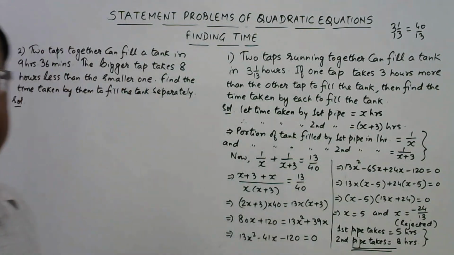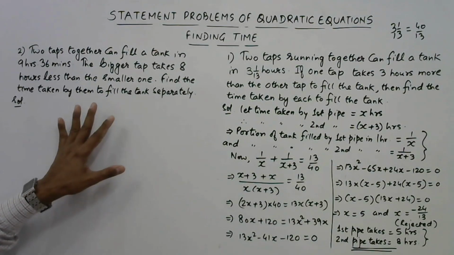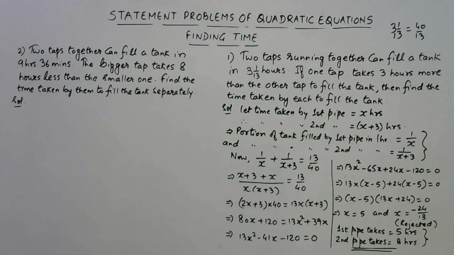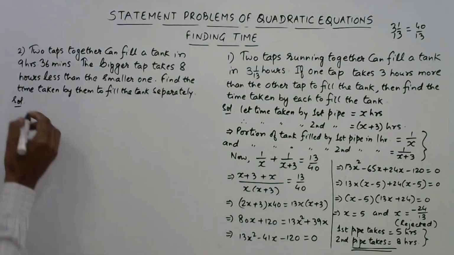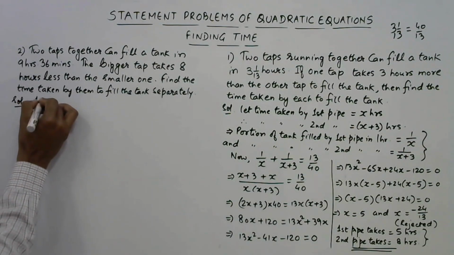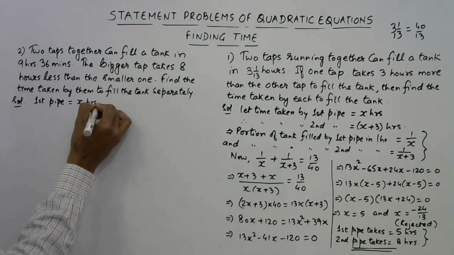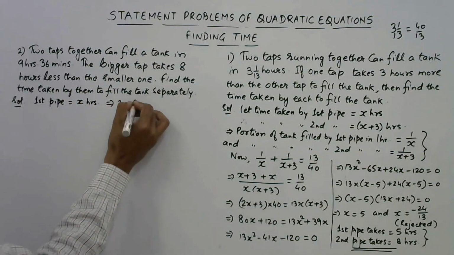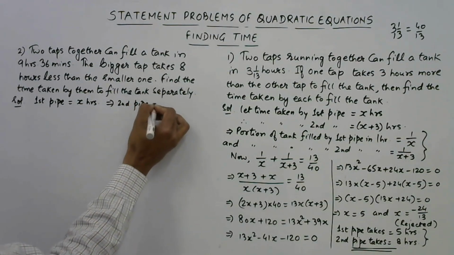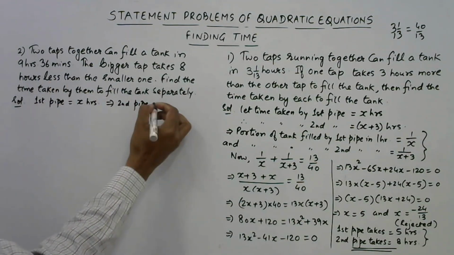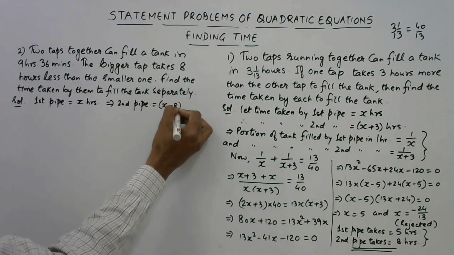So if you have understood this, now we will be able to solve this one very easily because this is similar to this. So just for practice sake, I have given you one more question here. So let's see the similar thing. I'll write it in short here. So first pipe, if you assume that first pipe is taking x hours, then the second pipe, see the comparative time, the bigger pipe takes 8 hours less. So x minus 8 hours.